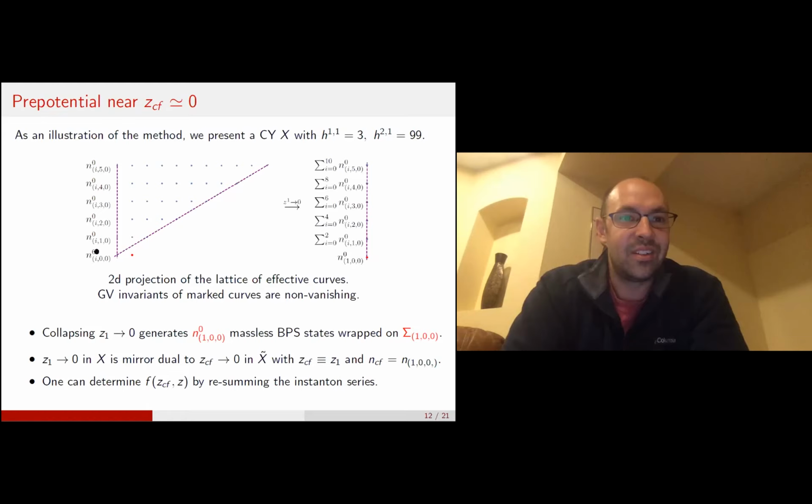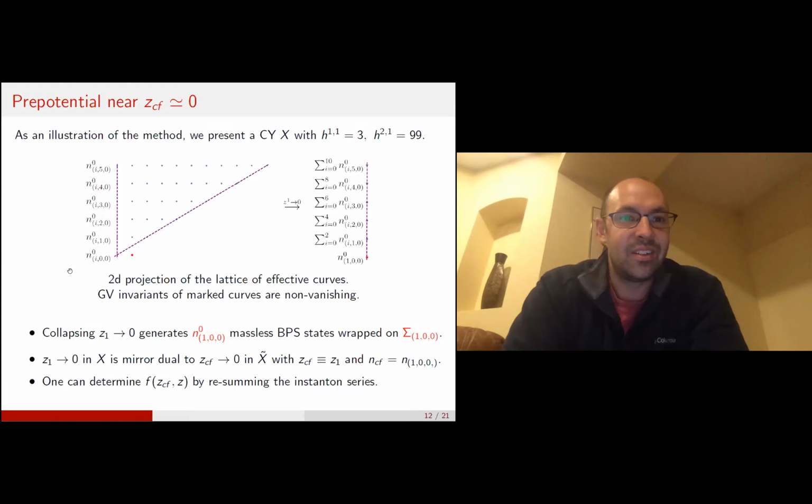The diagram that you're seeing now is a 2D projection of the lattice of effective curves. And then you can see that there are some points that are marked with colors. One of them is blue and the other one is red. All those points that are marked with some color are the effective curves that have non-vanishing Gopakumar-Vafa invariants. And you can also see that there is an interior cone in the lattice of effective curves, and there is one outlier, the red dot, which I'll call sigma 1.